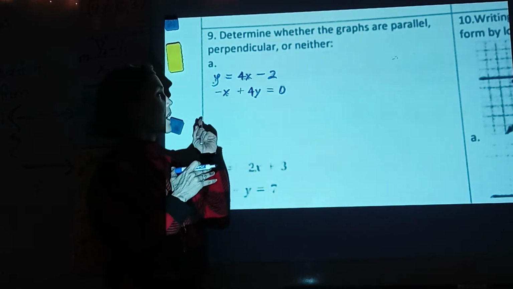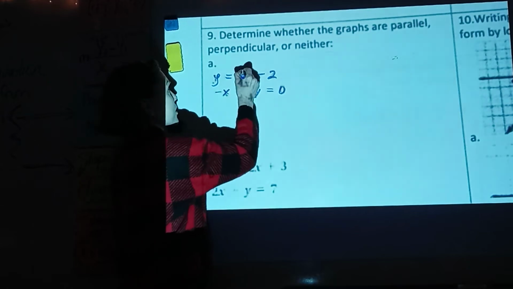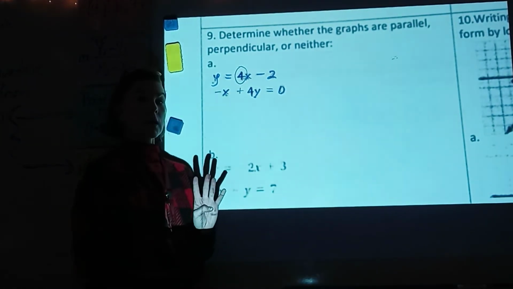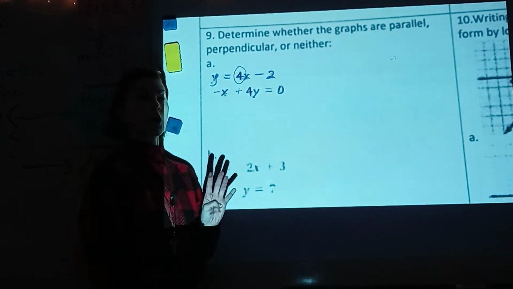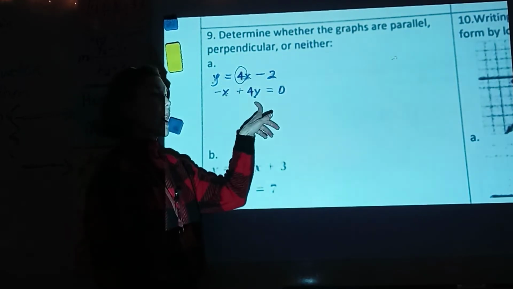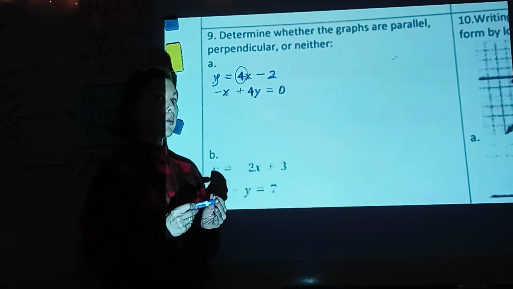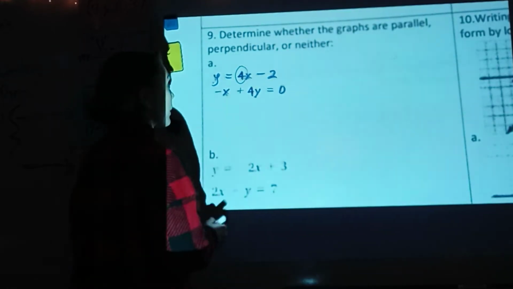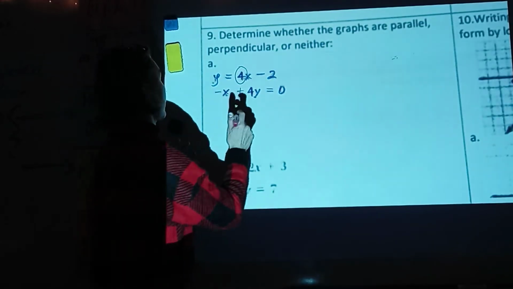No. Is the first one? Yes. This is already solved for y, so circle the slope. The slope of the first equation is 4. That's all you have to look at is the slope. Now in the second equation, you have to solve for y so that you can compare the slopes. So here we go. Circle the y. Do it now.